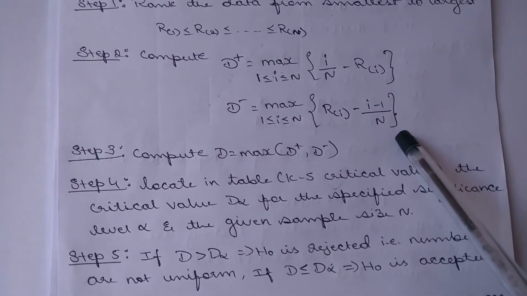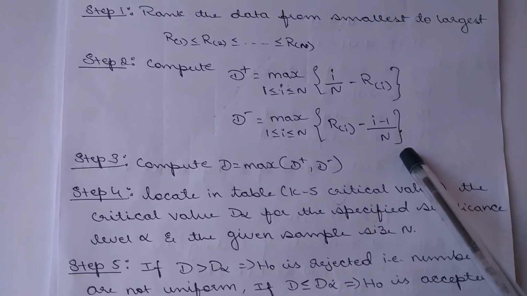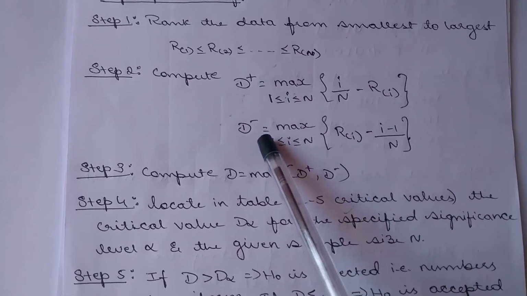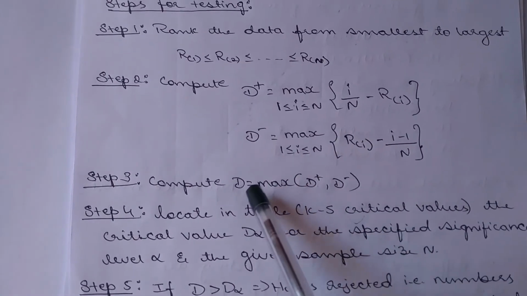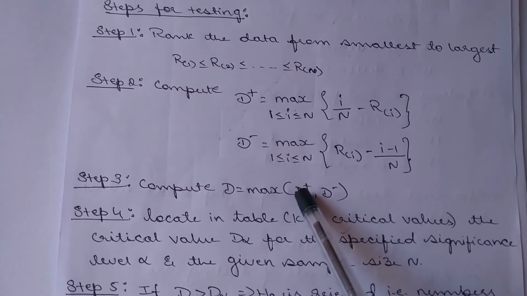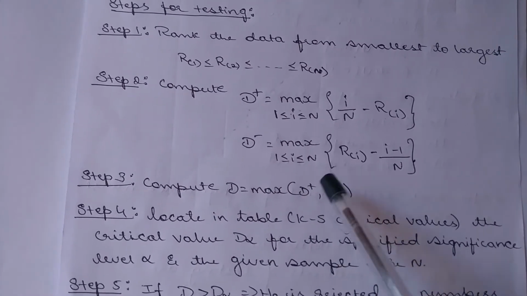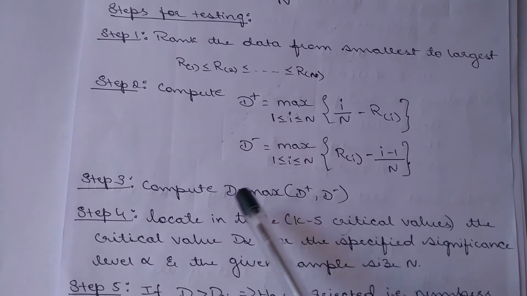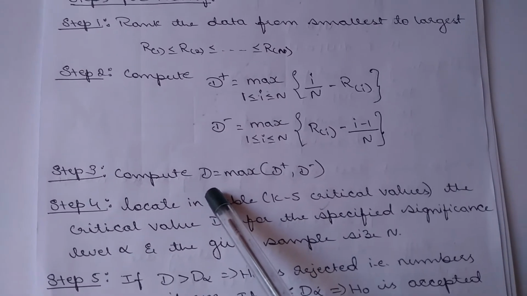Now, you have to find the maximum among this D plus and D minus, and then we have to compute D. The maximum of D plus and the maximum of D minus. Among these two, whichever is maximum, that one I will consider as D. Okay. After this, what do we have to do?